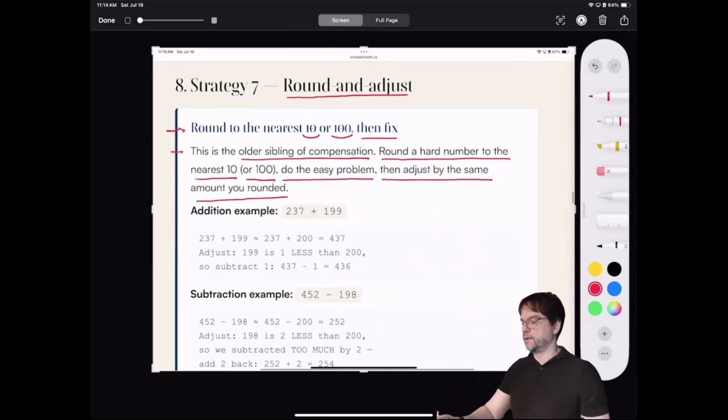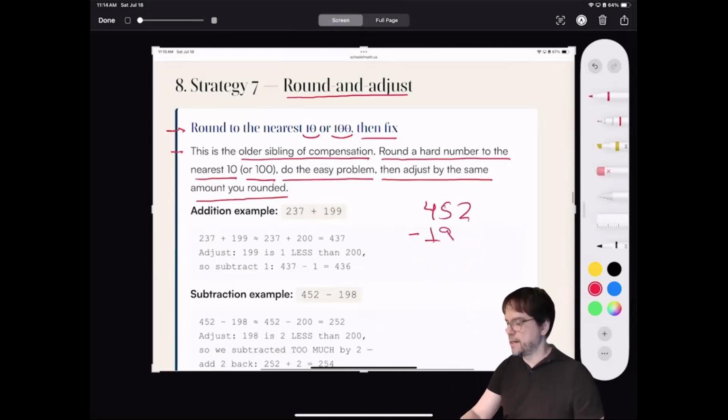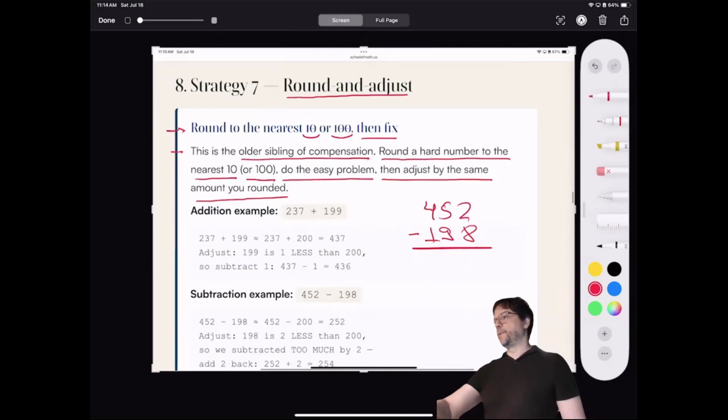Look, I would like you to do 452 minus 198. Do it on paper, please.